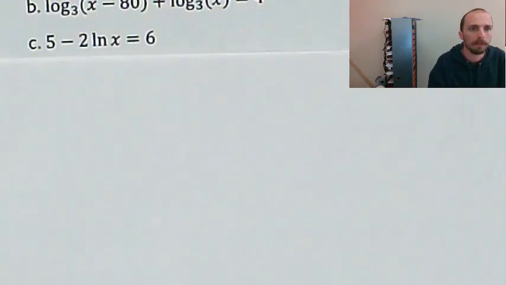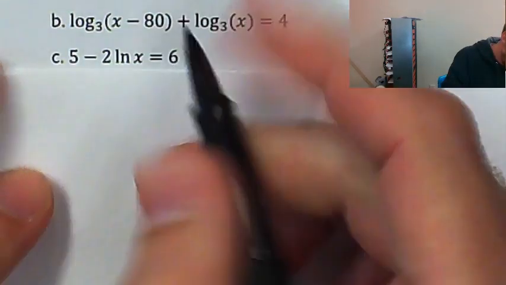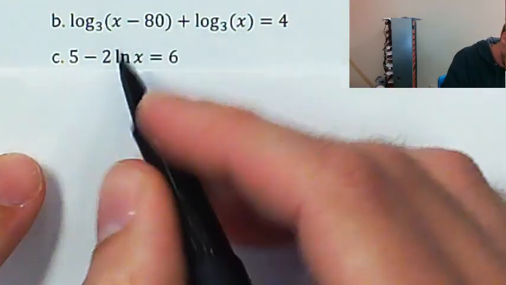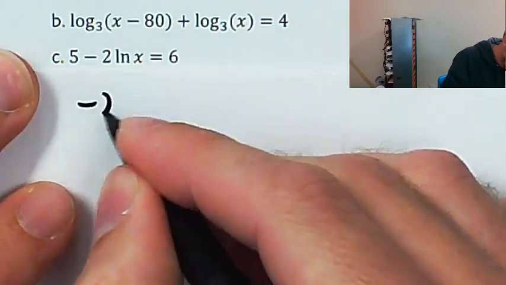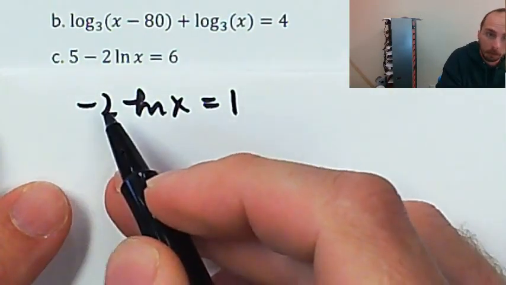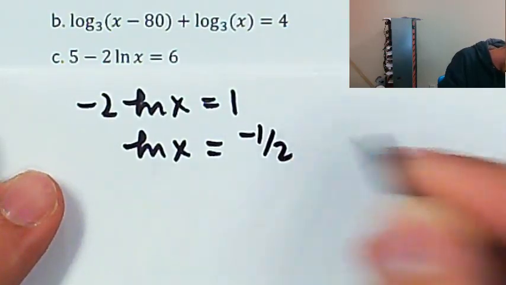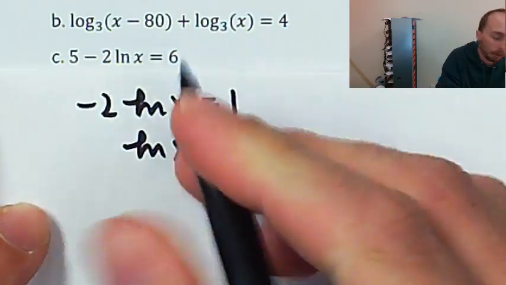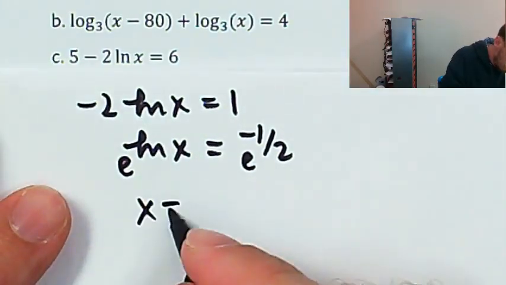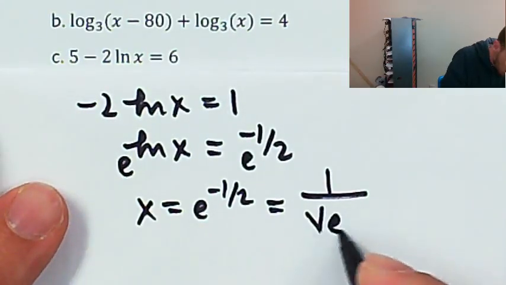Now we're going to work this next one. 5 minus 2 natural log of x equals 6. So I'm going to isolate the natural log, subtract 5 from both sides. That's negative 2 natural log x equals 6 minus 5, which is 1. Isolate the log by dividing by negative 2. 1 divided by negative 2 is negative half. And then I need to take e to both sides' power to get rid of the natural log. All right, so x equals e to the negative 1/2, or we could write that as 1 over the square root of e.